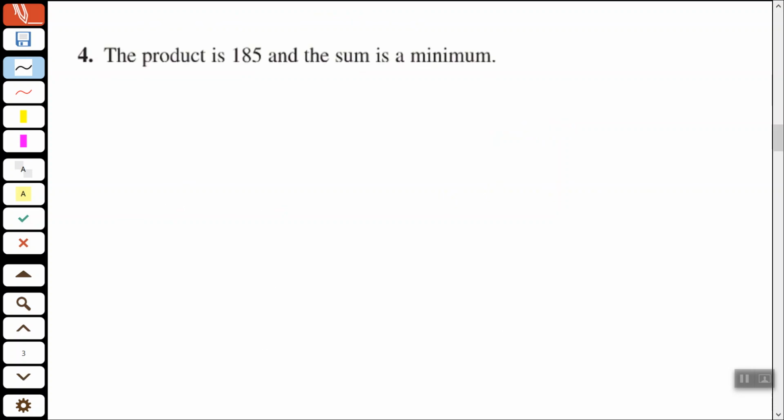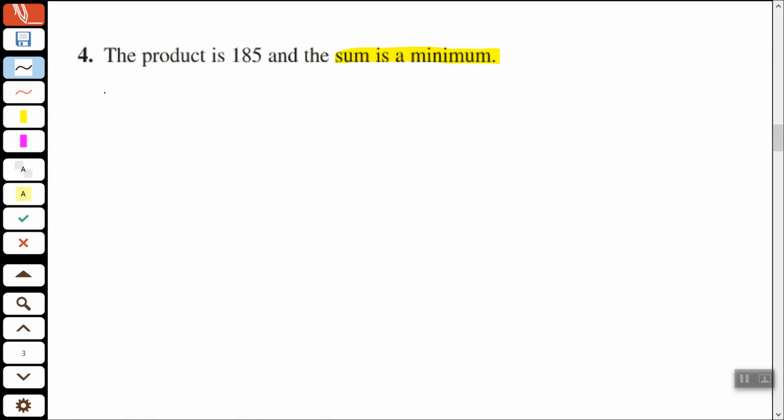All right, so this one we're looking for two numbers whose product is 185 where the sum is a minimum. And we're still looking for two positive numbers, per the previous directions. All right, so the sum is a minimum. That is what is being optimized. It's the sum. So we want two numbers that have a product of 185, where the sum is the smallest amount we can get with those two numbers giving us the product of 185.